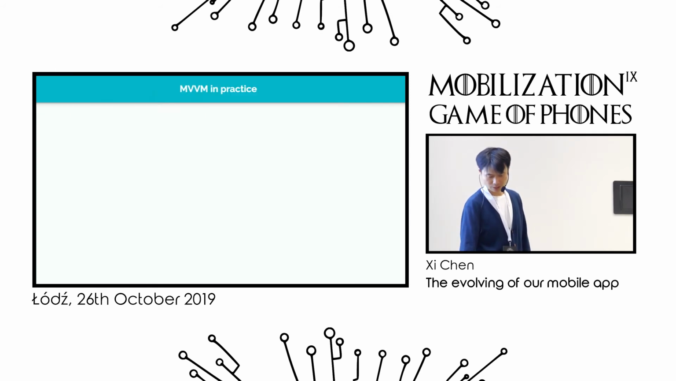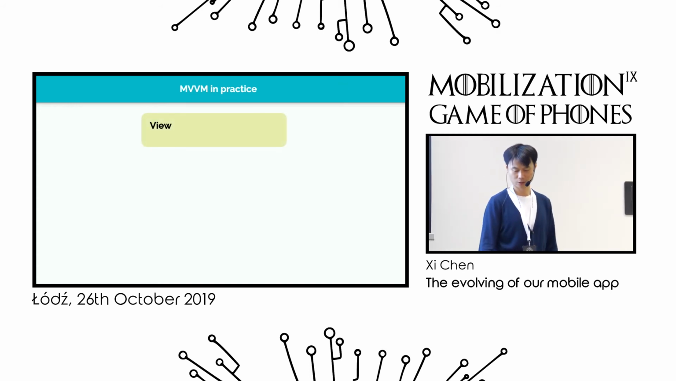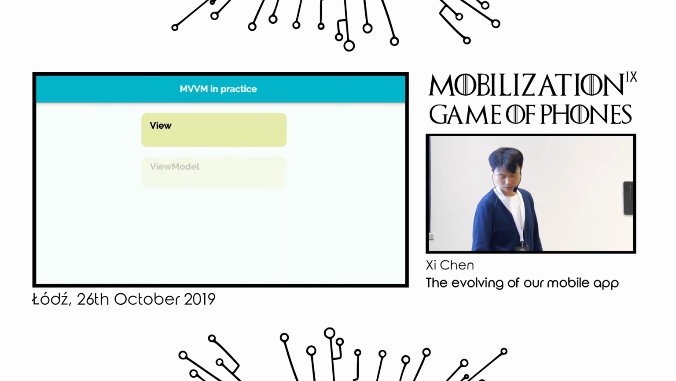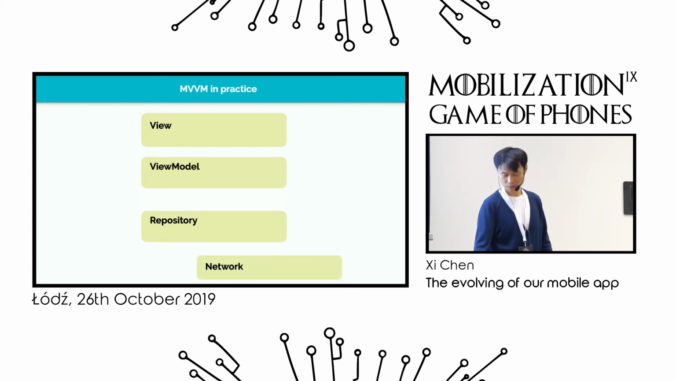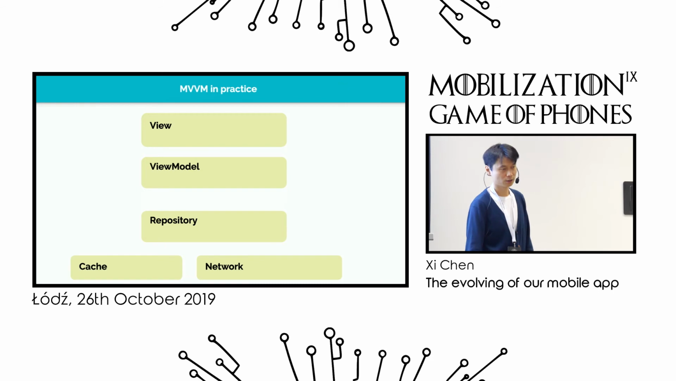In MVVM in practice, I think most of you already know that we define the view layer, the ViewModel layer, and one repository layer, like a data provider. For the upper two layers, they have no idea where the data comes from. It could come from networking or from cache.